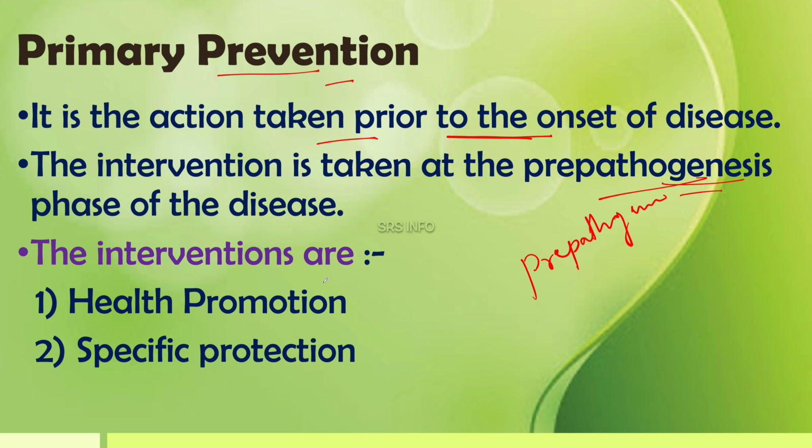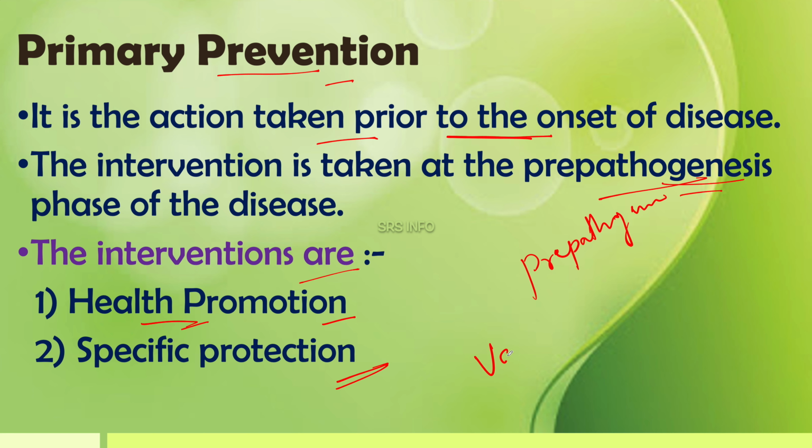Okay, and what are the interventions of this primary prevention? The first one: if we really need to not be diseased, what do we have to do? We have to maintain and promote our health. The first one is we have to keep our body and mind healthy, and we have to promote a healthy lifestyle. Clear? So this is a primary preventive intervention. Clear? The second one is specific protection.